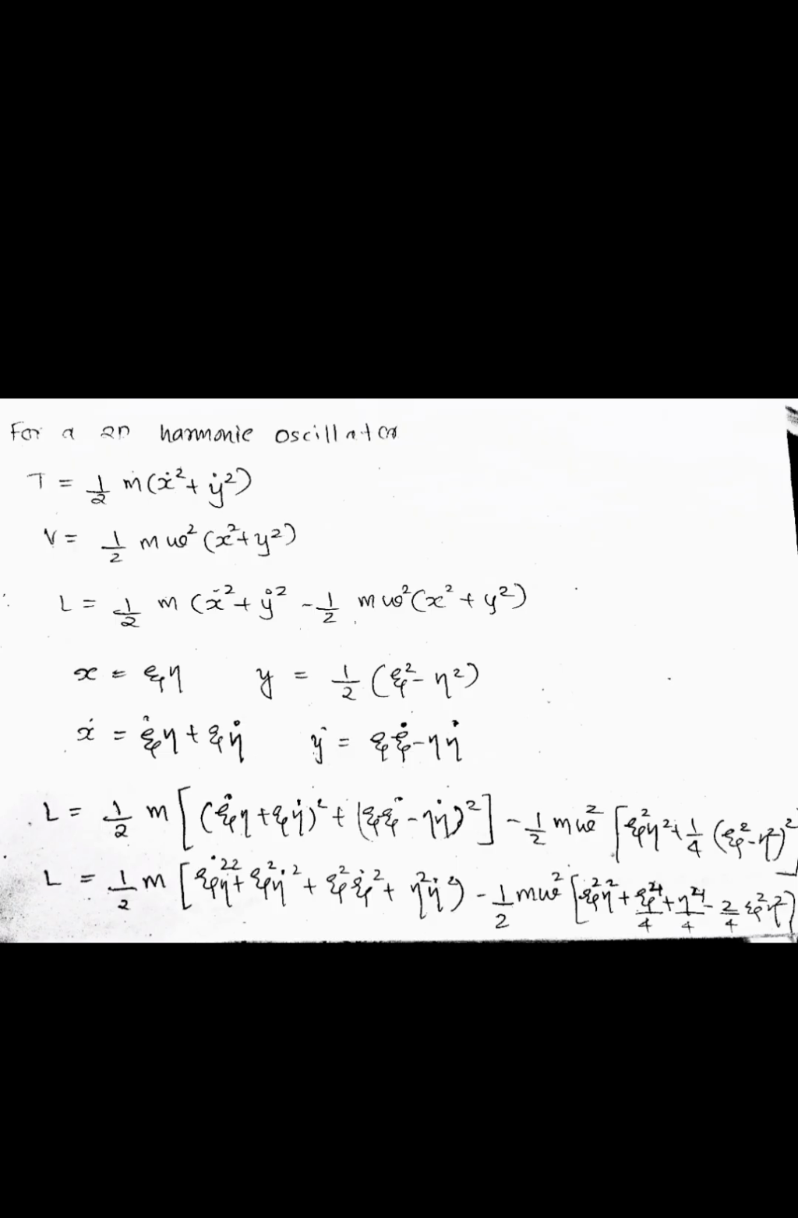In the question itself it is given that x is equal to zeta eta and y is equal to half into (zeta square minus eta square). Differentiating this, we get x dot is equal to zeta dot eta plus zeta eta dot, and y dot is equal to zeta zeta dot minus eta eta dot.